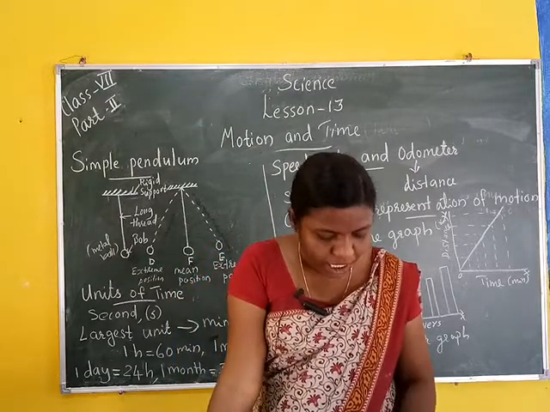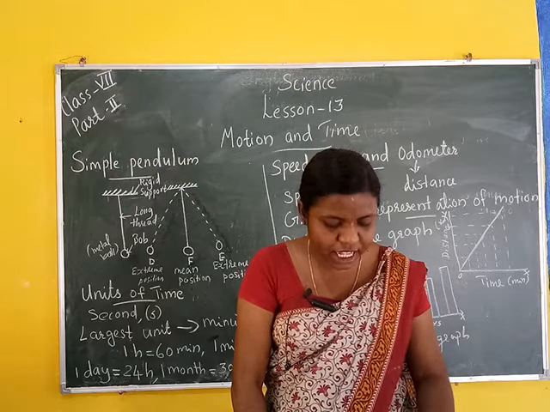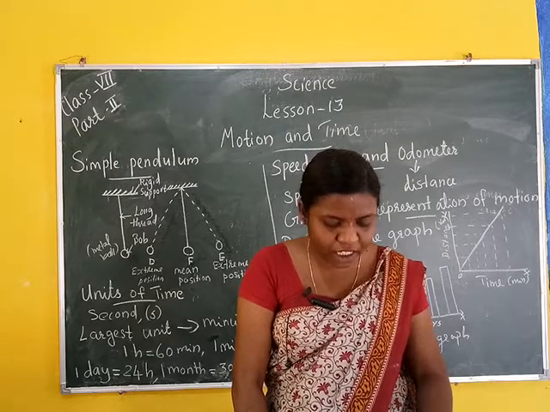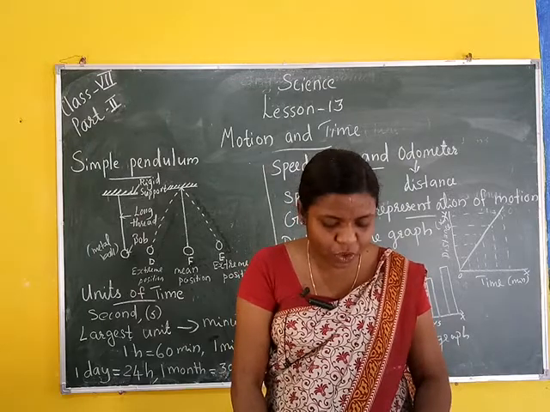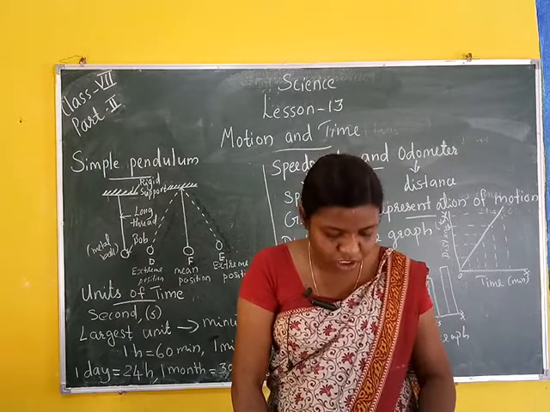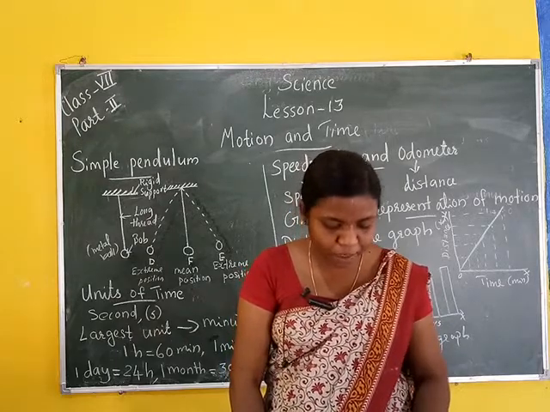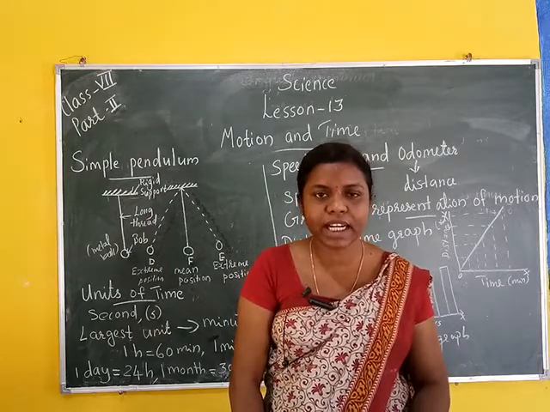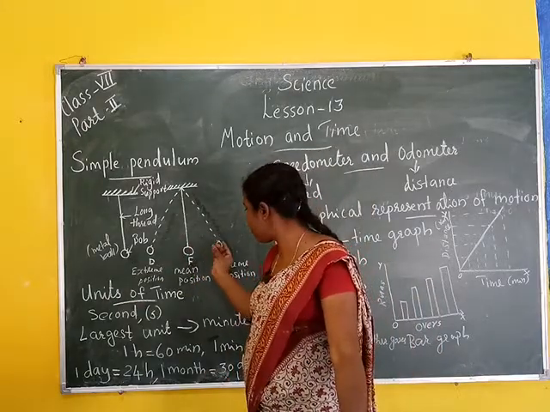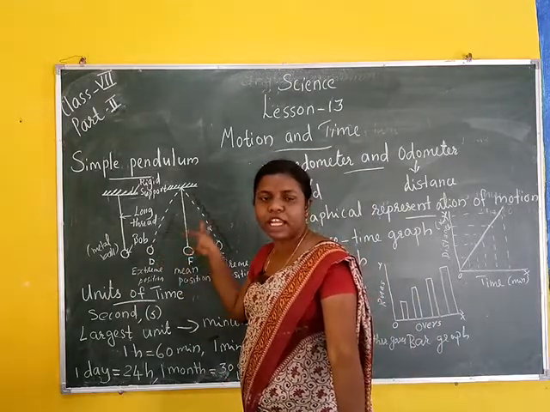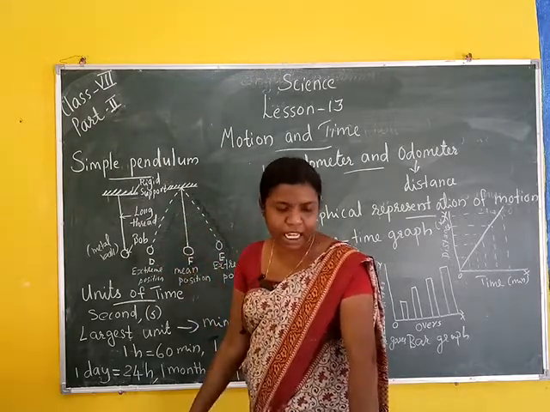A pendulum completes every swing or every oscillation in exactly the same time, provided its length is kept constant. The pendulum is said to have completed one oscillation. That means the time taken by the pendulum to complete one oscillation is called the time period. The pendulum starts from one position and goes to another position. The time taken for one complete oscillation is the time period.